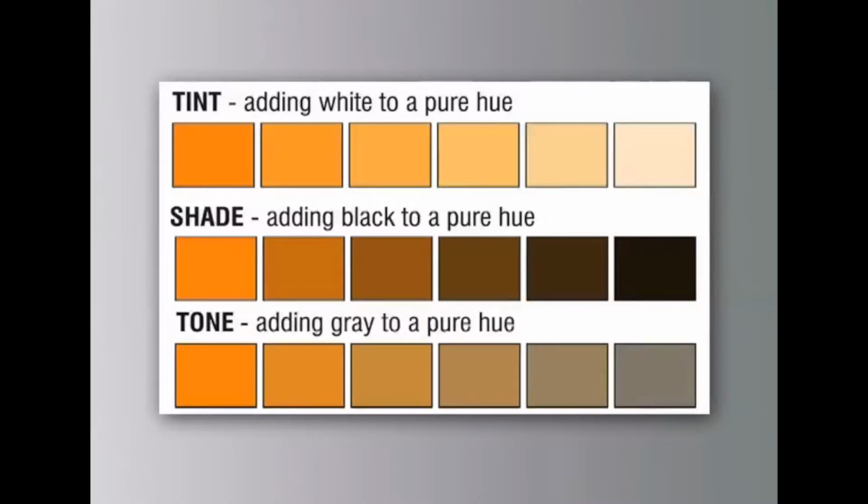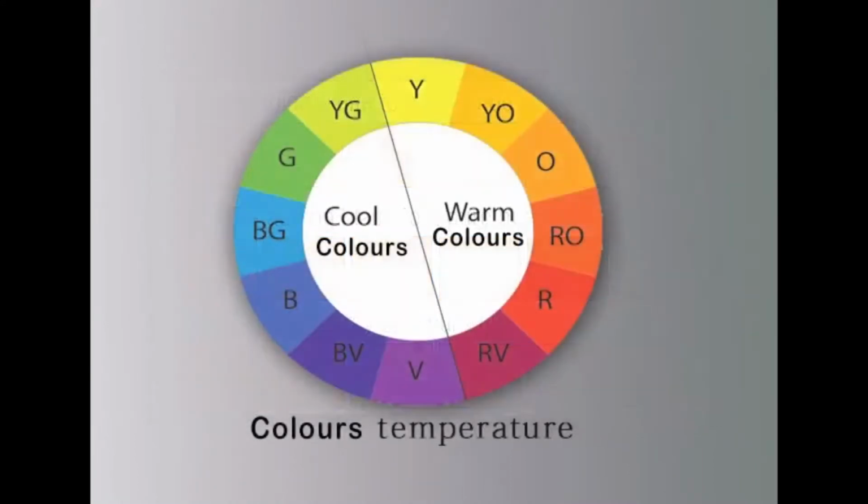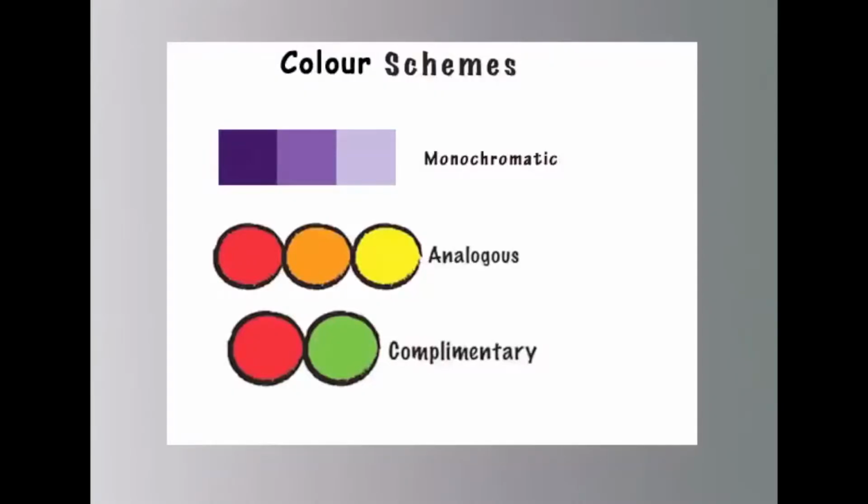Now coming to value or brightness, the lightness or darkness of a color, how much white or black is mixed in. It can be used to depict light and shadow on a color and help show some volume or form. Now other terms used to talk about color include tint, shade, tone, temperature and various color harmonies or schemes such as monochromatic, analogous and complementary.